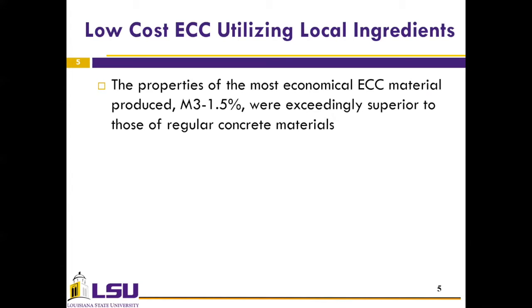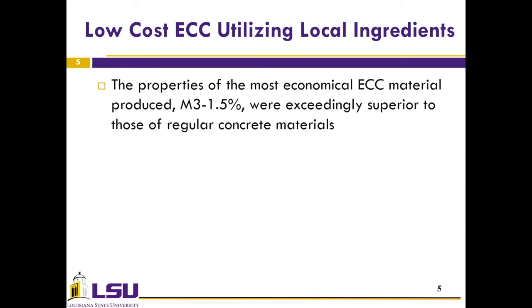At LSU, we developed a cost-effective version of our ECC material, and we named it with the code M3 1.5%. This material has 1.5% of volume fraction for PVA fibers, and it uses fine river sand instead of microsilica sand, and finally, it has 75% of cement replacement with fly ash.